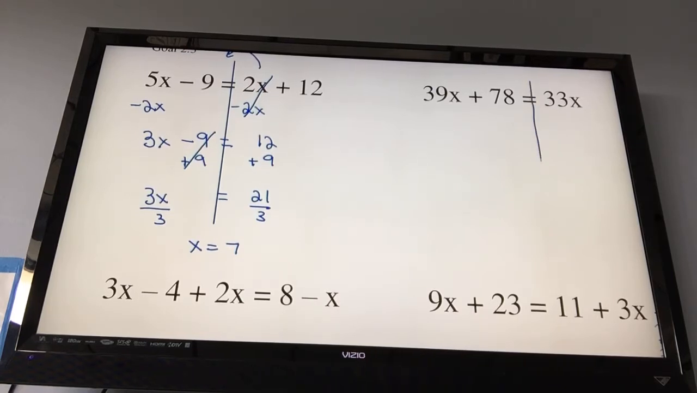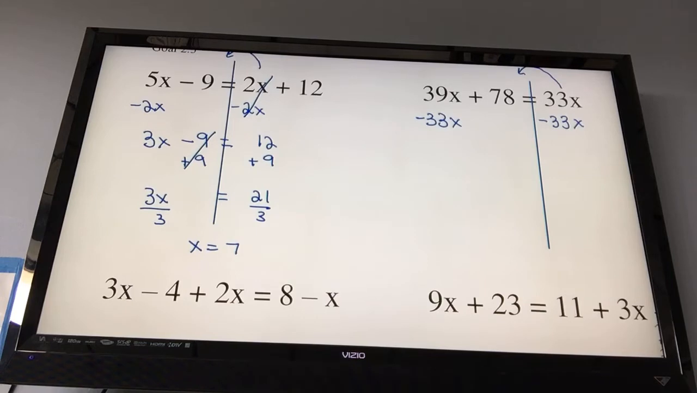All right, next question. Again, I like x's on the left side, which means that's going to go over that way. It is a positive 33x. So I'm going to minus 33x. And again, where am I putting it? I'm putting it under the other x. That's important. It doesn't go under the 78 because the 78 doesn't have an x.